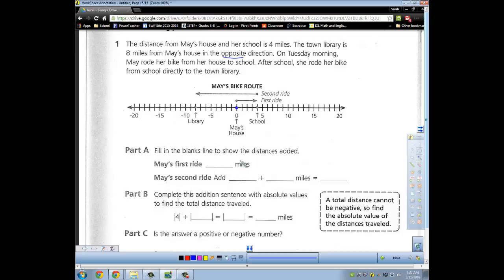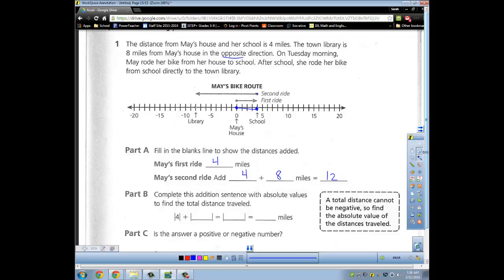So her first ride, well, she went from her house to the school, which they showed us with this arrow, so it took us to 4, so she traveled 4 miles. The second ride, well, she's right here. She went 4 miles to get to 0, plus 8 miles more to get to the library. So 4 plus 8 would give me 12.